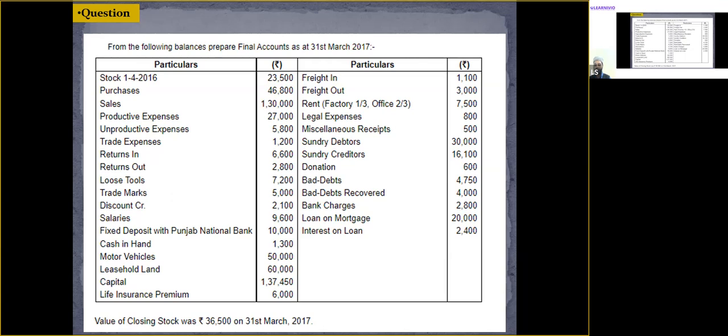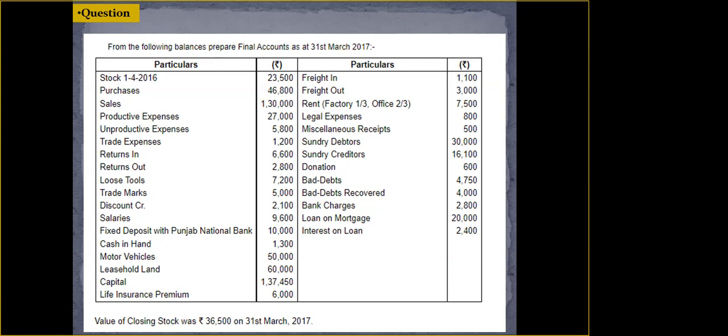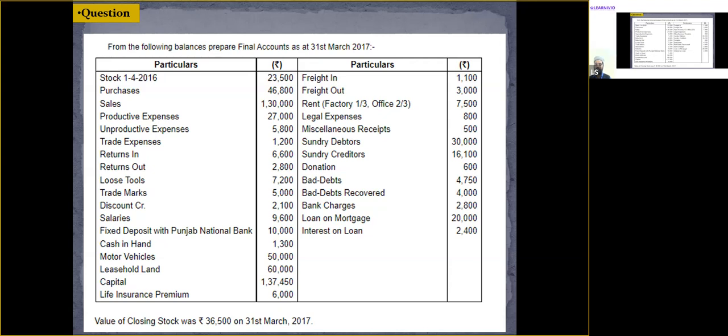Now, unproductive expenses will be recorded in the profit and loss account only. 5,800. Productive expenses will be recorded in the trading account. Unproductive expenses will be recorded in the profit and loss account. After that, we have trade related expenses. Tell me, trade related expenses will be written in which account?